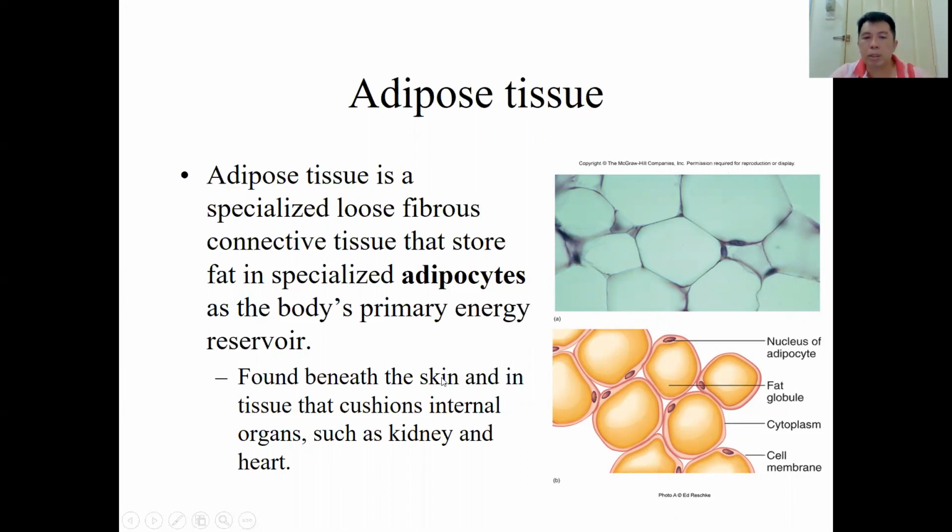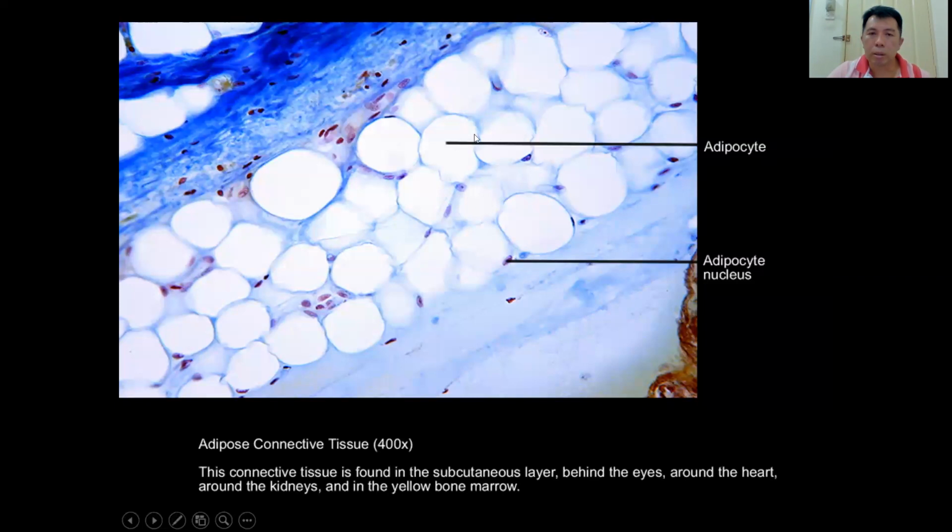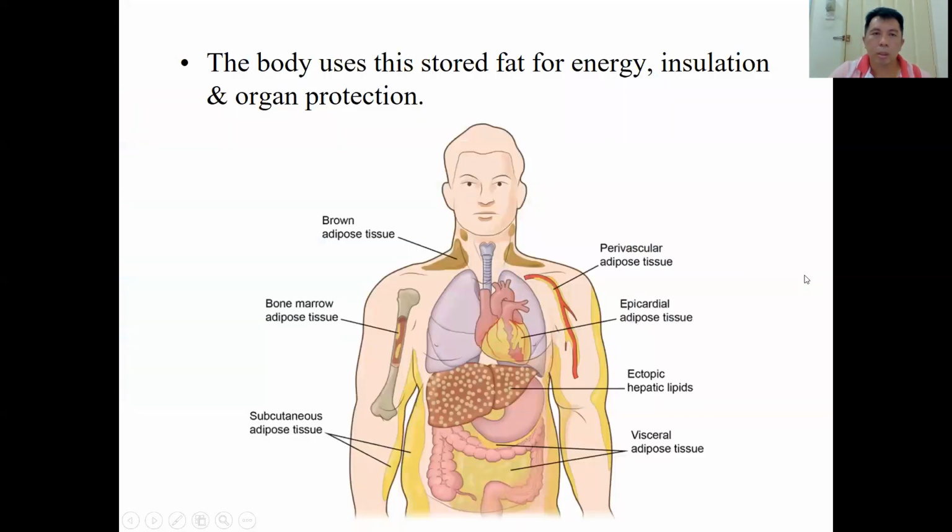So it is found beneath the skin and in the tissue that cushions internal organs such as the kidney and heart. They have a layer of adipose tissue to protect them and absorb shock. You see the adipocytes store a lot of fat. So the body uses this stored fat for energy, insulation, and organ protection, as you can see here.